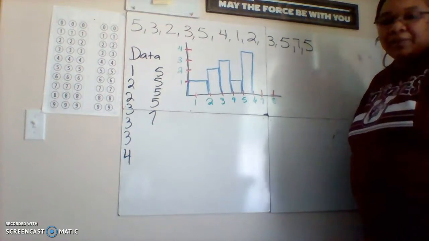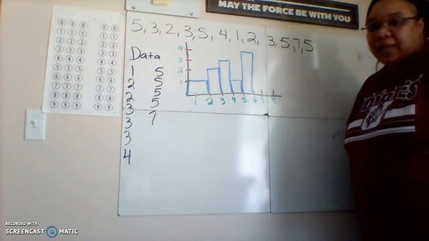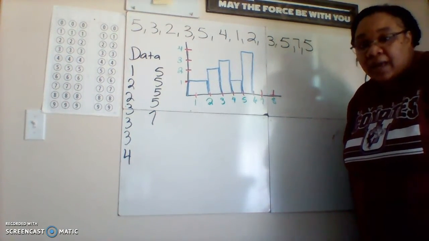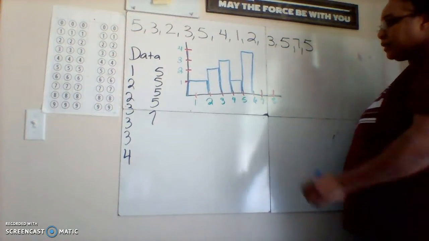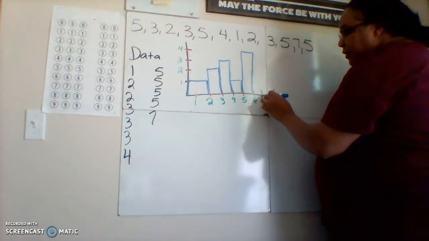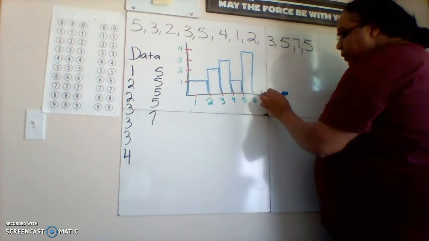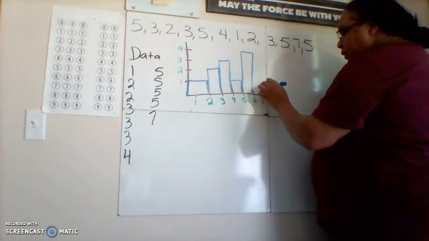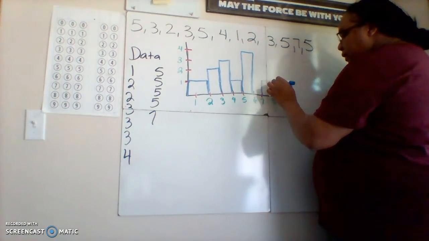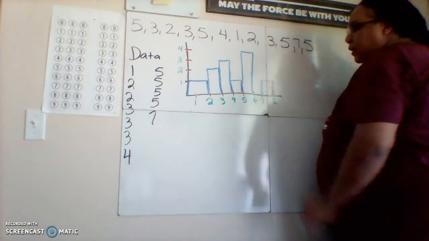All right. And my last one is going to be 7. How often do you see 7? I think I see it 1 time. So we're going to skip that 6 and come over to 7. I'm going to create a box. Okay. 1, come over and down, and there we go.